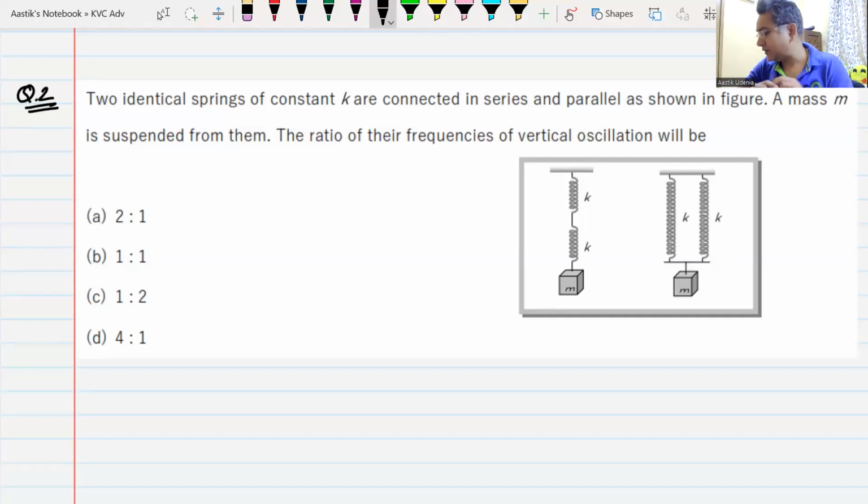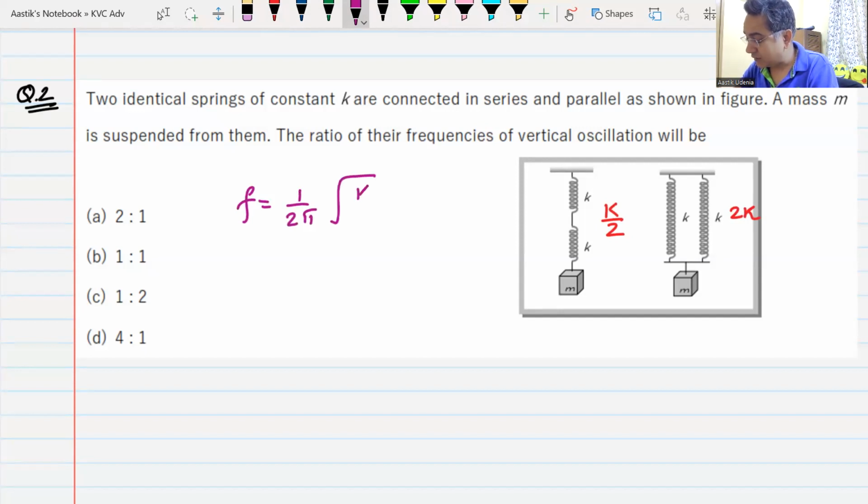So we got the answer in the first case. We have to find out the ratio of frequency, remember, not omega. We have to find out frequency F. So remember the ratio 1:2 or 2:1. In this case, the effective spring constant becomes K by 2. In this case, it becomes 2K. Yes or no? Frequency means F, and this is 1 by 2 pi root over K by M.